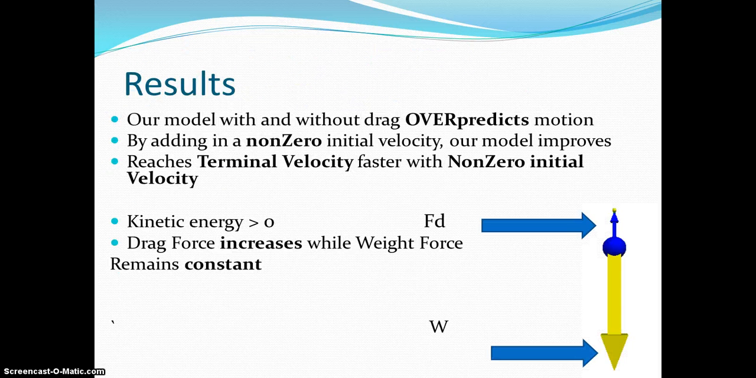So our results were that our model with and without drag actually over predicted our motion. But when we added in a non-zero initial velocity, our model improved. It actually reached terminal velocity faster when we added a non-zero initial velocity. Also, our kinetic energy was always greater than zero. And then another thing to note, our drag force started at zero, but then increased while our weight force stayed constant, which is exactly what should happen by our fundamental physics principles.